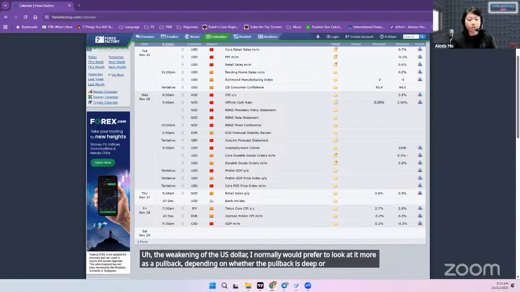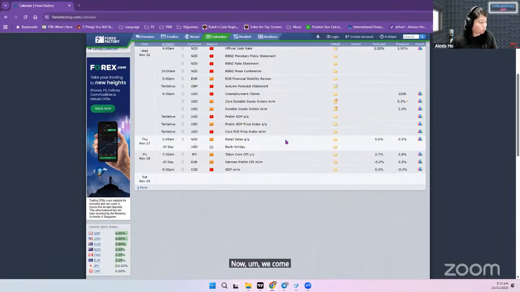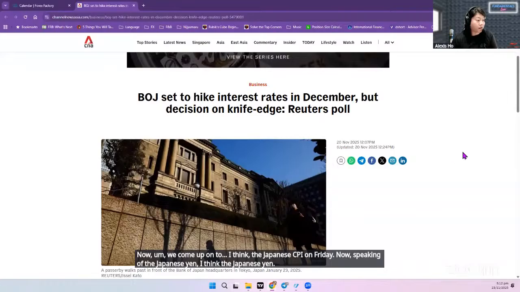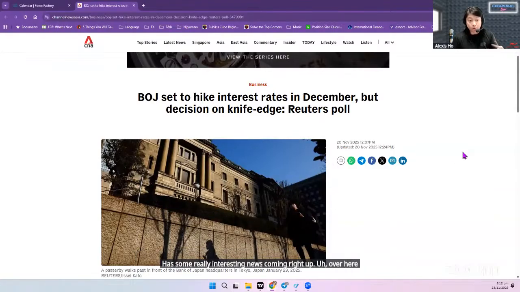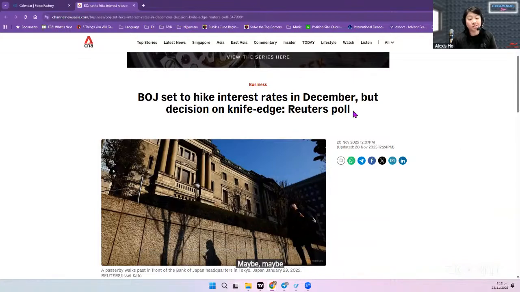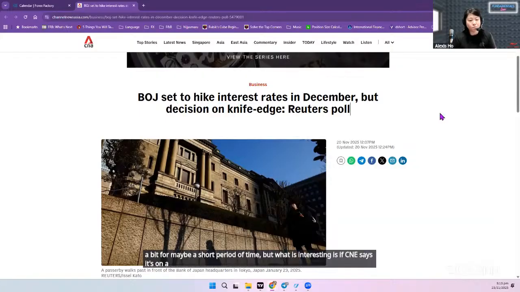All right. Now, we come up onto the Japanese CPI on Friday. Speaking of the Japanese yen, I think it has really interesting news coming right up. Over here on CNA and also on a few other news portals, there is news talking about Bank of Japan maybe will hike interest rates in December. If the Bank of Japan does bump its interest rates in December, the Japanese yen will tend to strengthen a bit for maybe a short period of time. But what is interesting is CNA says it's on a knife edge, meaning it's still 50-50.